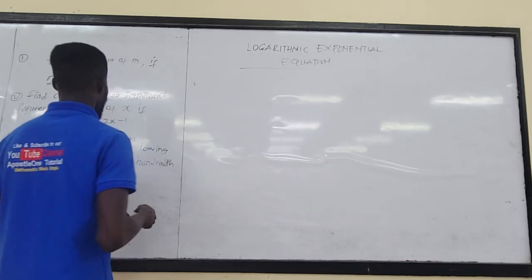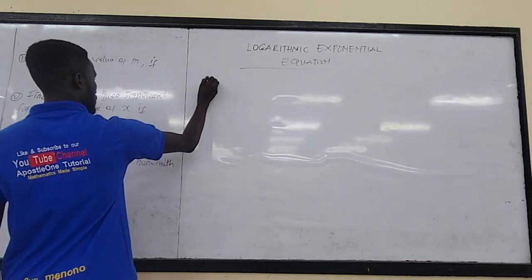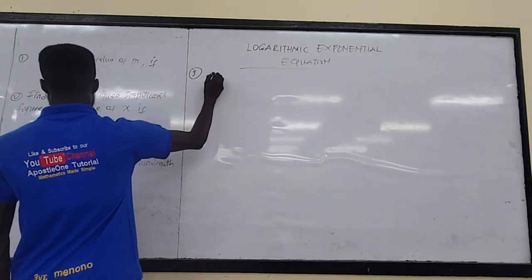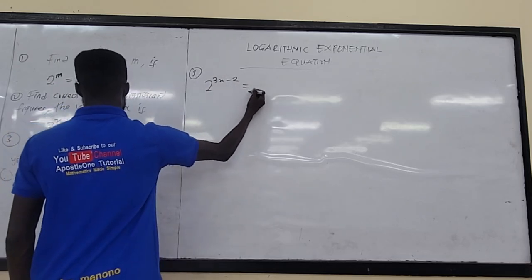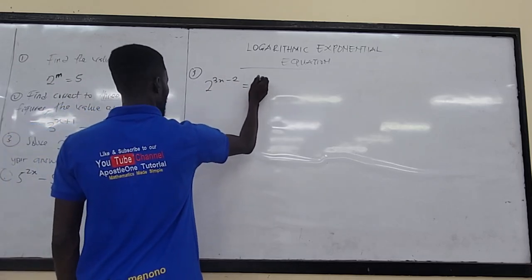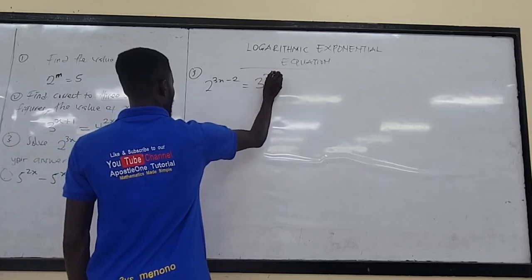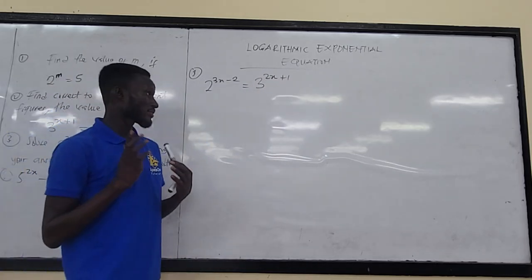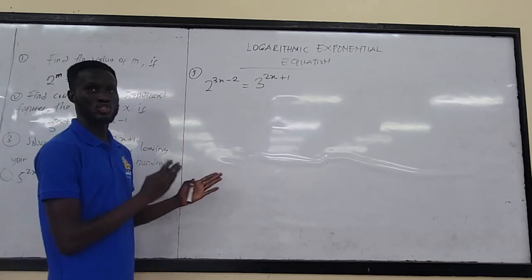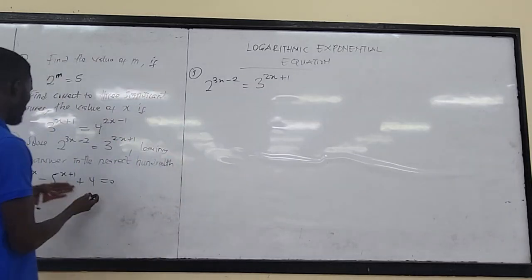Now question number 3, we have 2 exponent x minus 2 equal to 3 exponent 2x plus 1. Make sure you get the concept right. Yes, that is the reason why I have to introduce logarithm. Yes. Now let's look at this one.